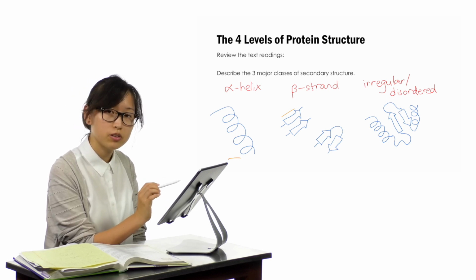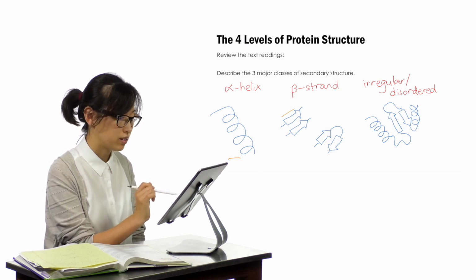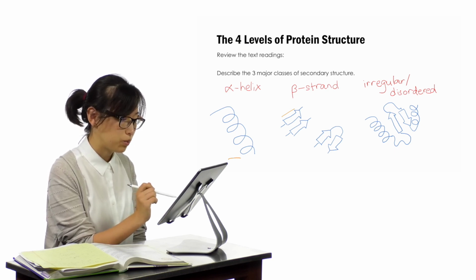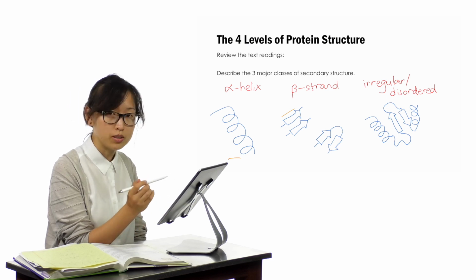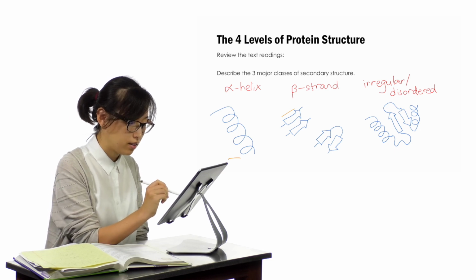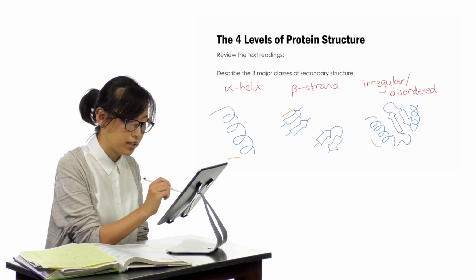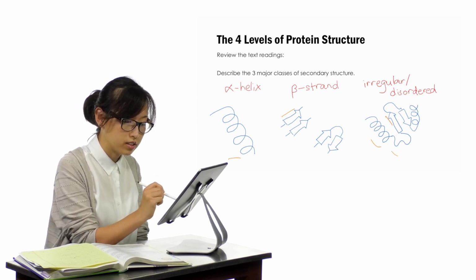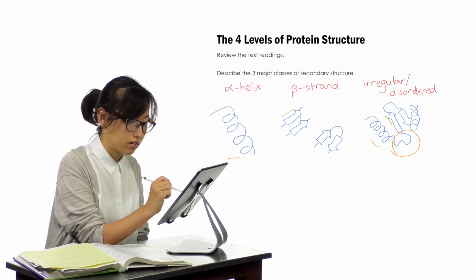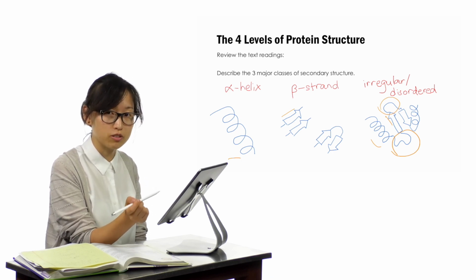Lastly, you have irregular or disordered type of secondary structure, which just generally means that the backbone does not have a regular structure. You find these in instances when the protein is coming together into its folded form. So for example, this alpha helix is connecting to this beta strand through an irregular disordered region, and the beta strand is then connecting to the next beta strand through another irregular disordered region.